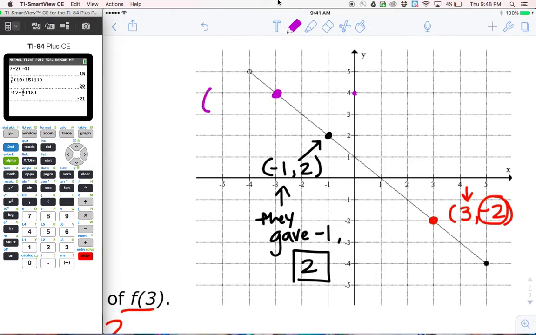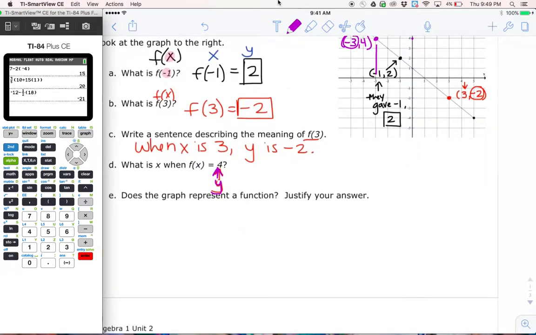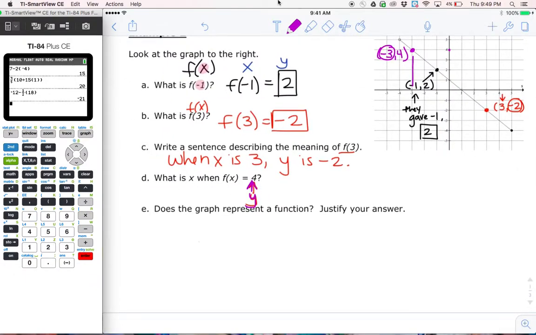Where my y value would be 4. What's my x value for this point? Well, that looks like it's just negative 3, right? They gave me the 4, so the answer to this question is the negative 3. So we're going to say x is equal to negative 3, right? That's the answer we were looking for. What is x? X is negative 3.